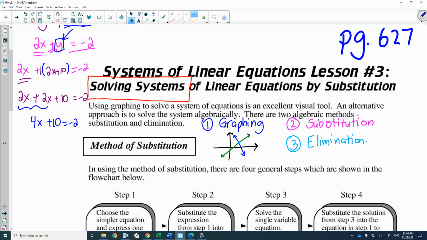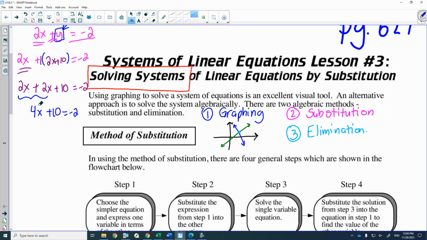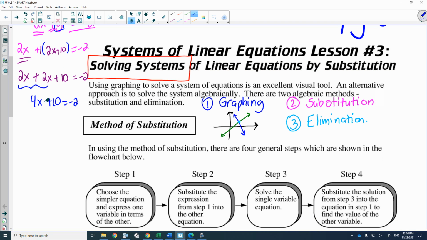Which variable am I solving for right now? It's going to be x, right? The point of substitution that you'll see, and it takes a few examples before you start seeing it, is we substitute because then we're only going to have one variable to contend with. So I need to solve this x. So I'm going to subtract 10 from both sides. And I'm going to have 4x is equal to negative 12. And then I'm going to divide by 4. And I have what x is equal to. x is equal to negative 3.